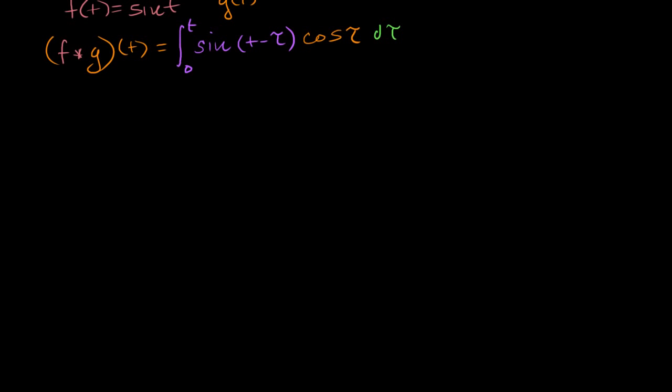So the first thing I want to do, I don't know what the antiderivative of this is. It's tempting. You see a sine and a cosine. Maybe they're the derivatives of each other. But this is a sine of t minus tau. So let me rewrite that sine of t minus tau, and we'll just use the trig identity that the sine of t minus tau is just equal to the sine of t times the cosine of tau minus the sine of tau times the cosine of t.